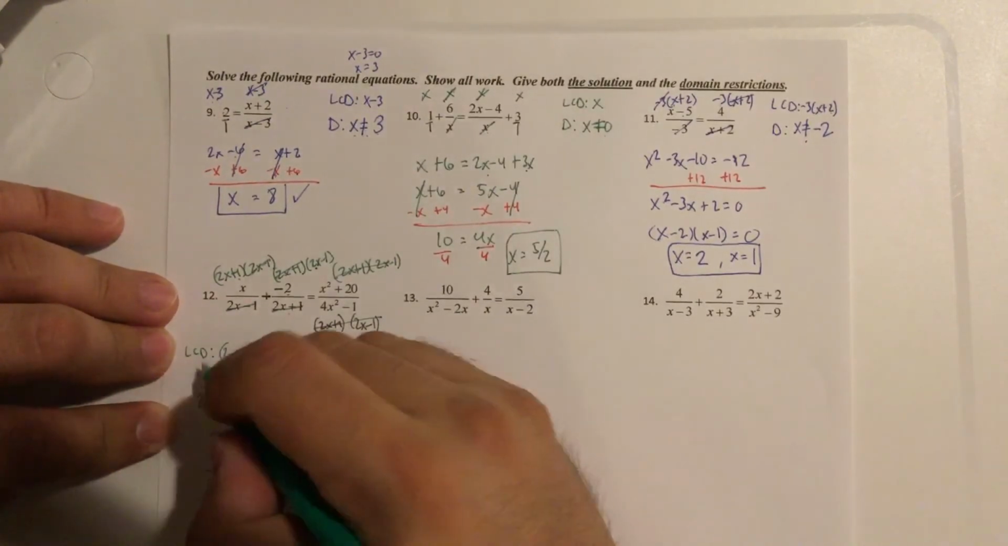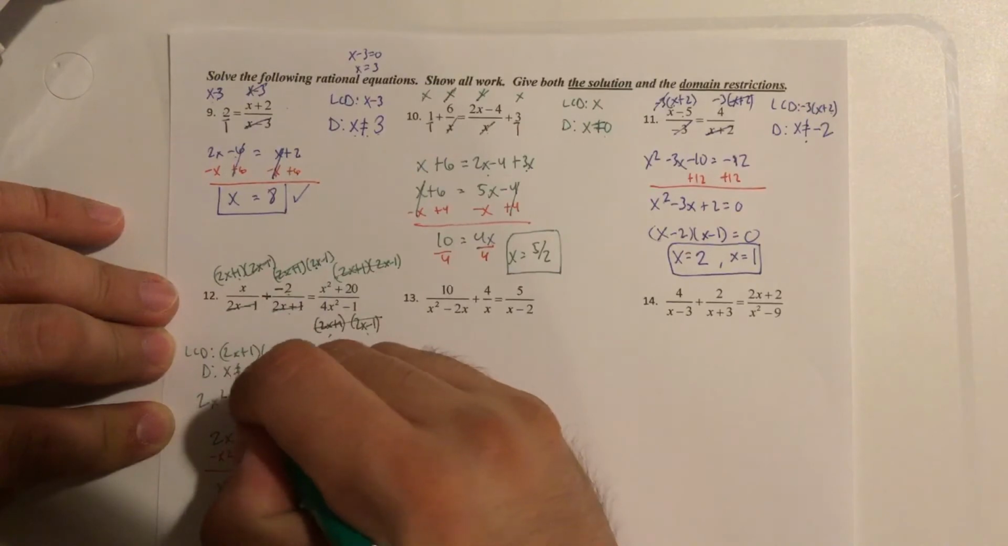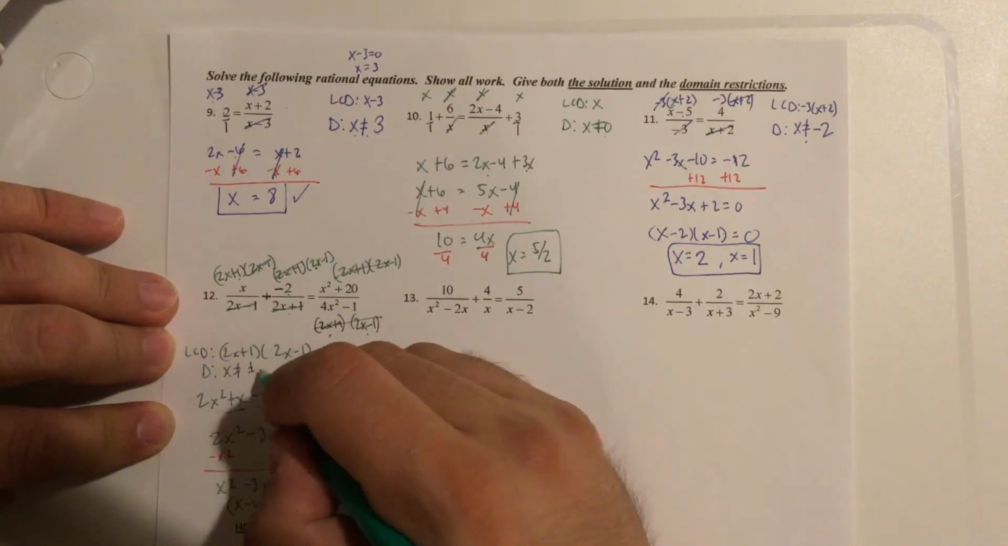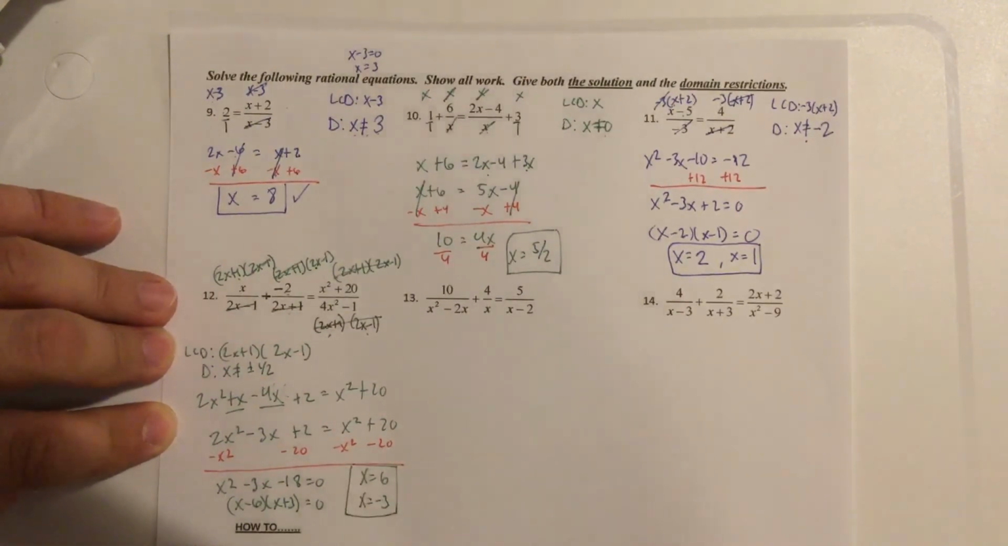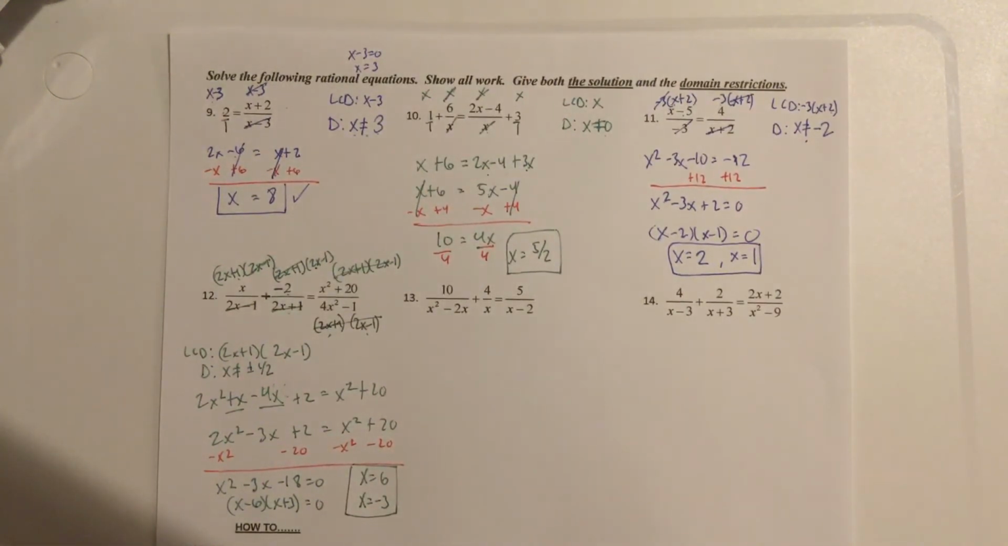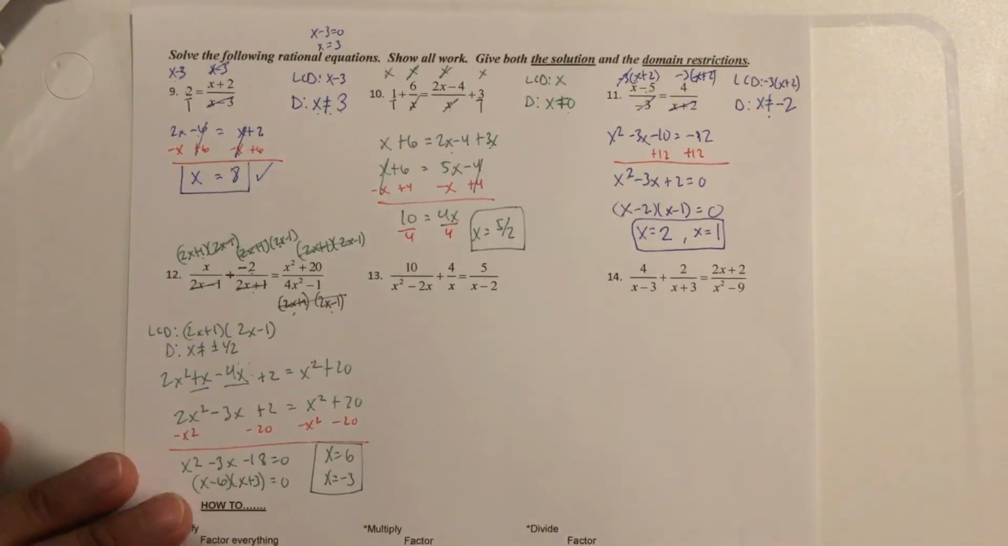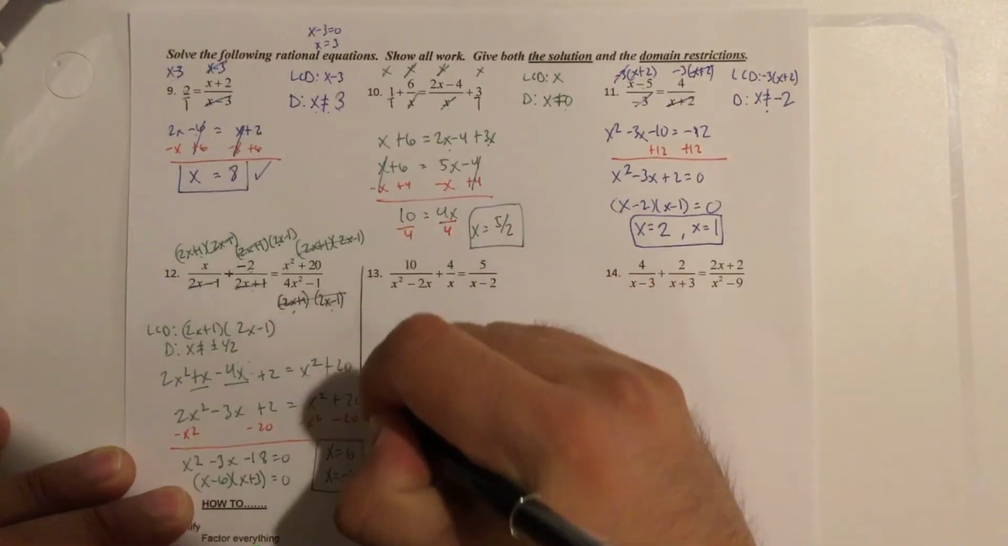One thing I forgot to do is the domain restriction. So x cannot equal positive or negative 1/2. And both answers are not positive or negative 1/2. So x equals 6 and x equals negative 3 are going to be my solutions. All right, let's take a look at the next problem. Draw a line through here so I don't get them mixed.